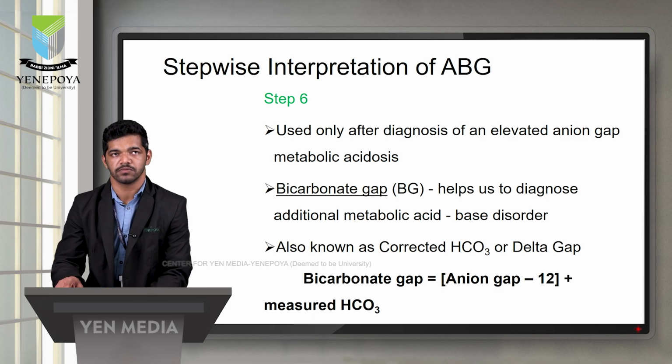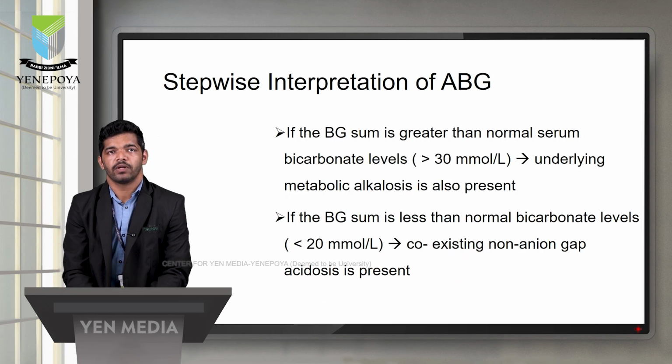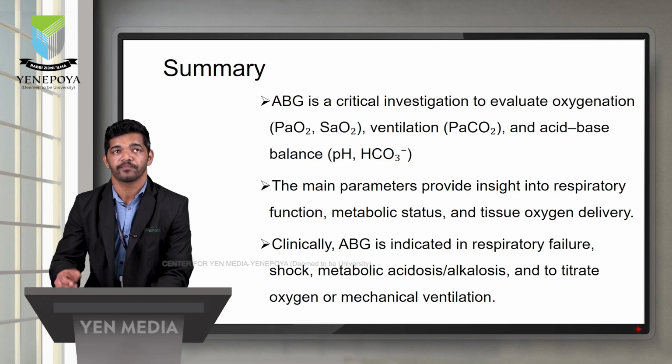We can calculate the bicarbonate gap with this formula: anion gap minus 12 plus the measured bicarbonate from the ABG. If the bicarbonate gap comes out greater than 30 millimoles per liter, that indicates an additional metabolic alkalosis is also present along with the elevated anion gap metabolic acidosis. If the bicarbonate gap comes out less than 20 millimoles per liter, that means a coexisting non-anion gap metabolic acidosis is also present along with the elevated anion gap metabolic acidosis.